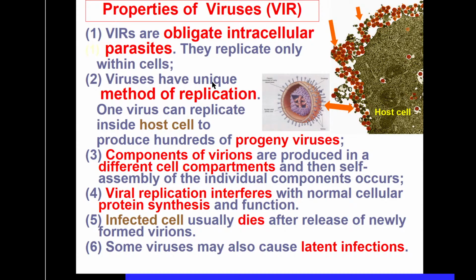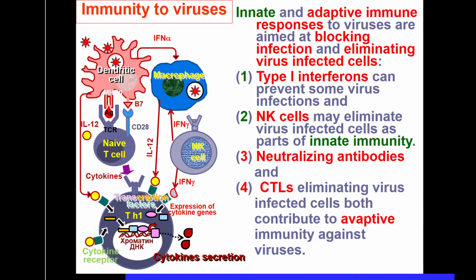Now you know that viruses have a unique method of replication, the disjunctive method. When one virus infects a host cell, after one replicative cycle that lasts 2-3 days, or in some cases 1 day, hundreds, in some cases thousands of progeny viruses are released. What you see here, this progeny orange virus is released from this dark brown cell. Now there are two most important features of the viruses. Let's see how the antiviral immune response is organized.